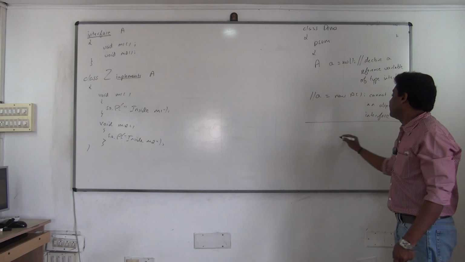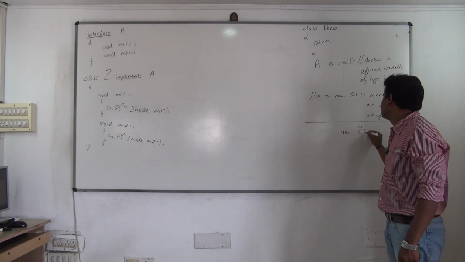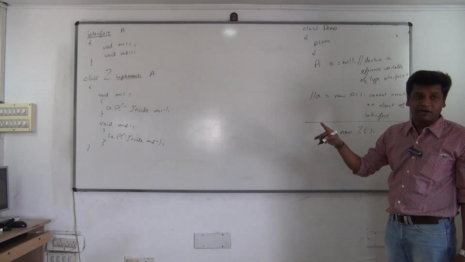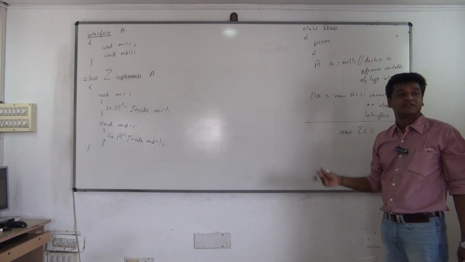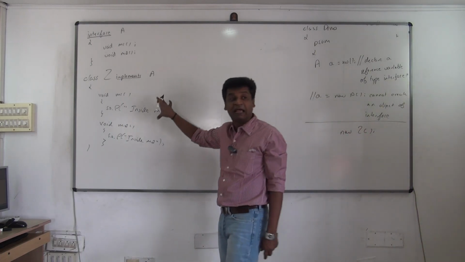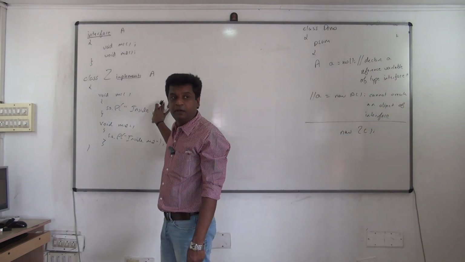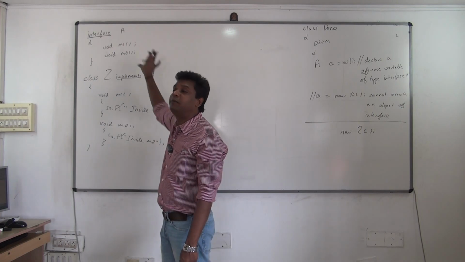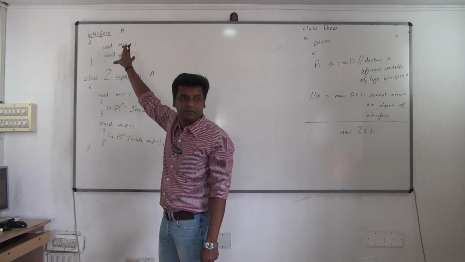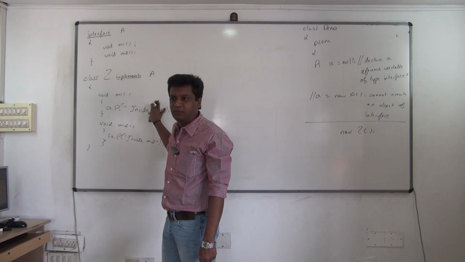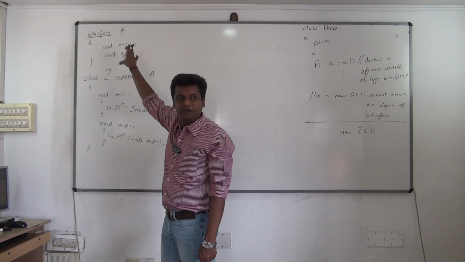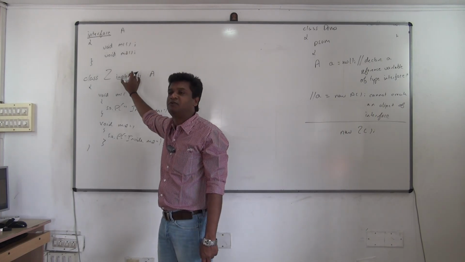So what will I do now? See this, I can say new Z. But Z is a class, remember. Interface is one data type. I am using the class data type to complete the implementation for the interface data type. So I am creating an object of which one now?